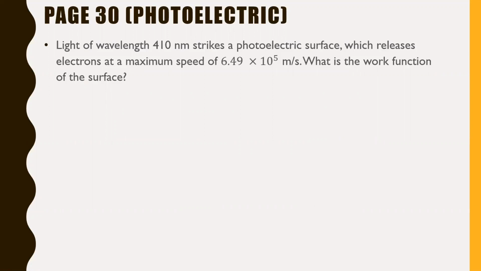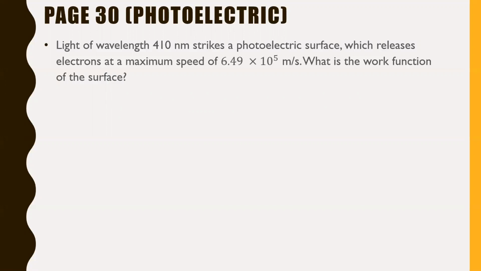So anyway, on page 30, there's a question about the photoelectric effect that says light of wavelength 410 nanometers strikes a photoelectric surface which releases electrons at a maximum speed of 6.49 times 10 to the 5 meters per second. What is the work function of this surface? Well, let's just take a second here, pause the video first, and then I'll go over it.